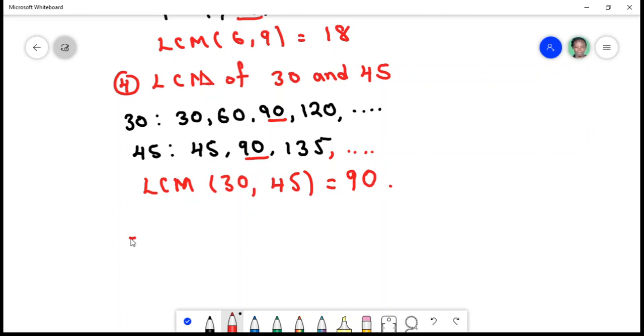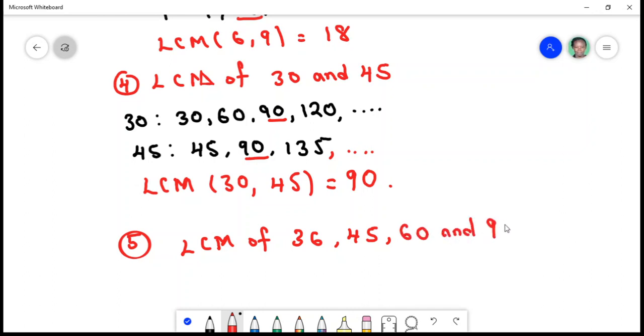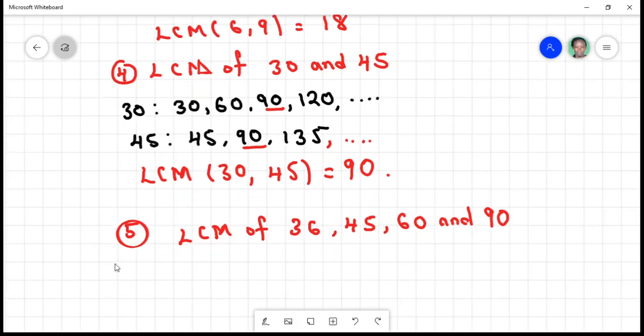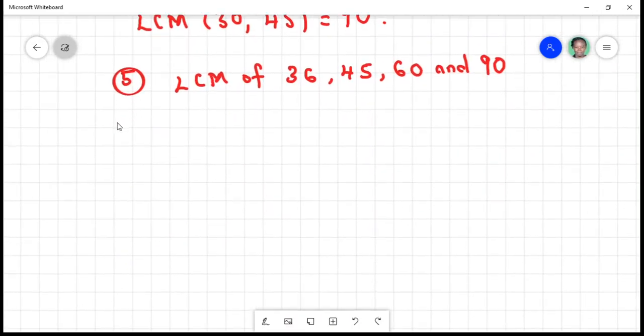Let's take another example. Example 5. LCM of 36, 45, 60, and 90. Do you want to try? Why don't you try and let's see?